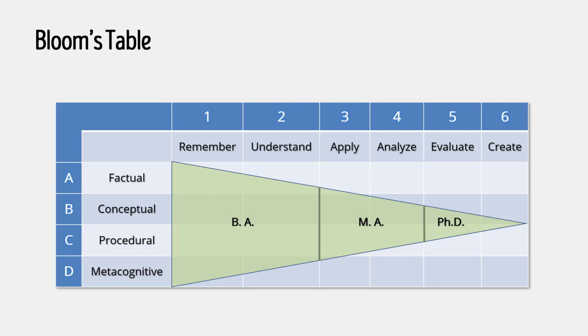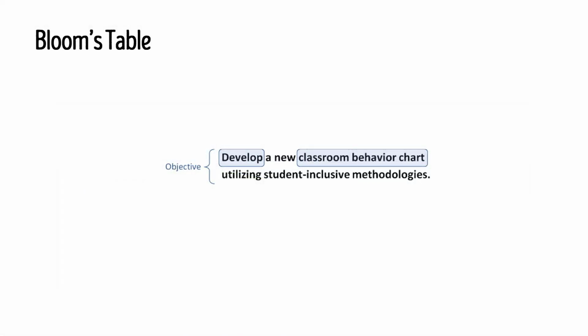And so this gives us a grid, table-like format, and a good way that we can assess how our objectives are falling across the entire course. So let's look at this. I'm going to show an objective here. The objective is that students will develop a new classroom behavior chart utilizing student-inclusive methodologies. I highlighted the verb develop and then the direct object, classroom behavior chart. So I'm going to isolate those and identify that develop falls on number 6, create, for Bloom's taxonomy. So in the cognitive process, I would call that 6.